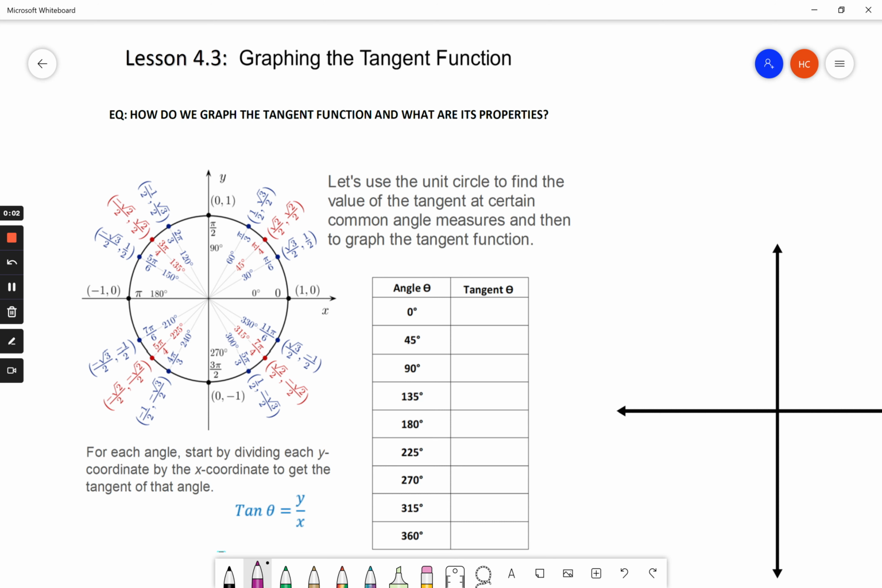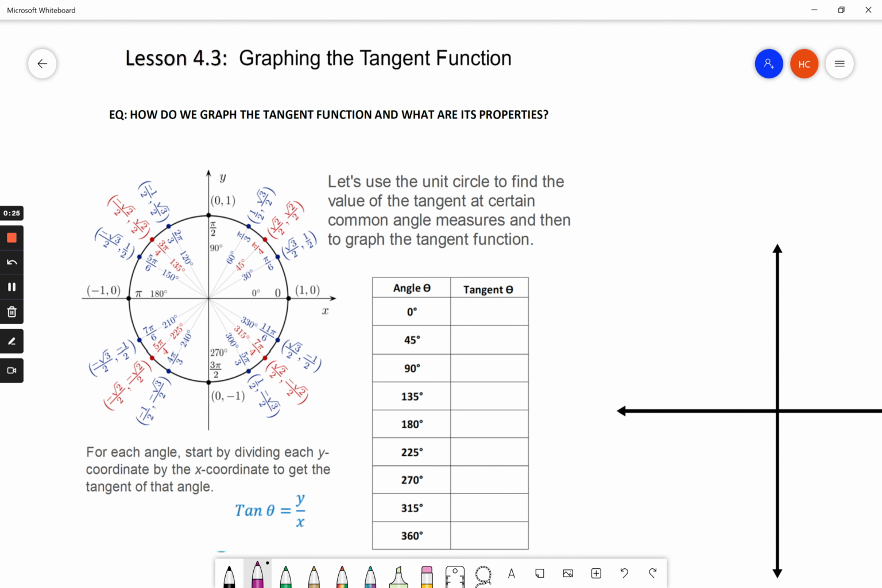Now that we have a good handle on graphing sine and cosine functions, let's move on to the graphing of a tangent function. So our essential question today is, how do we graph the tangent function and what are those properties? So first, let's begin just like we did with the sine and cosine graph.